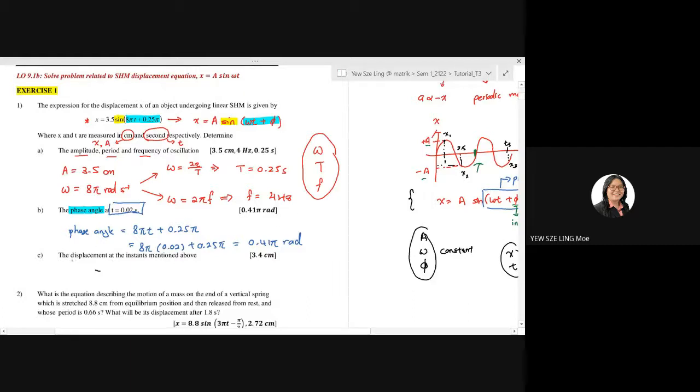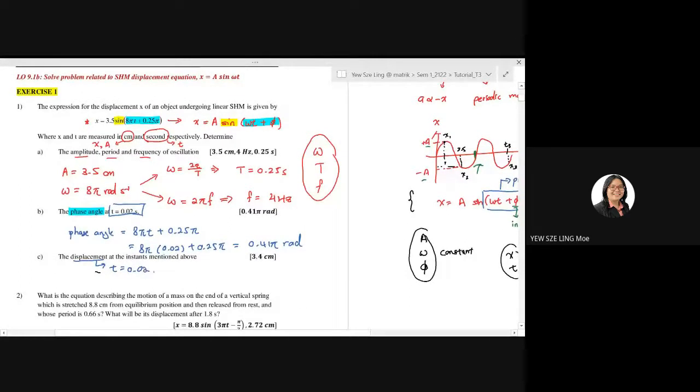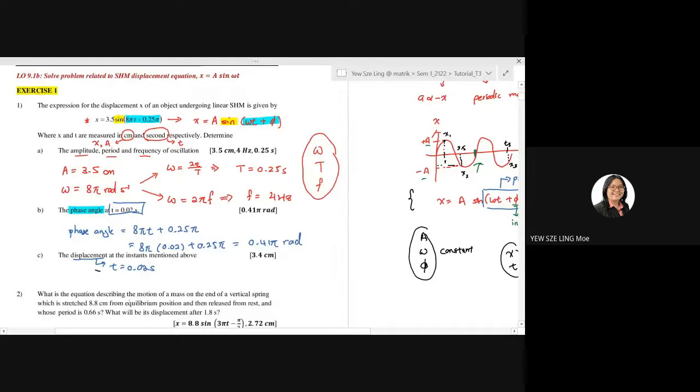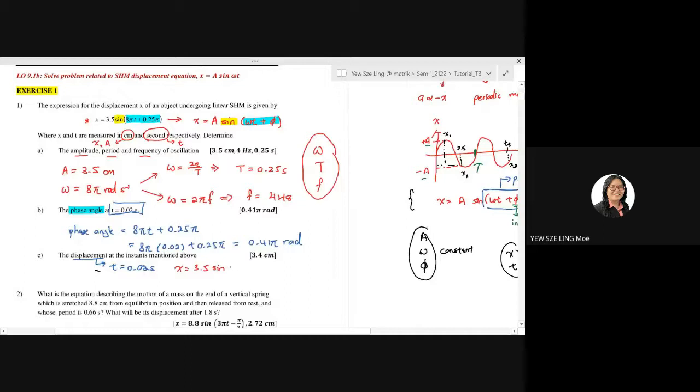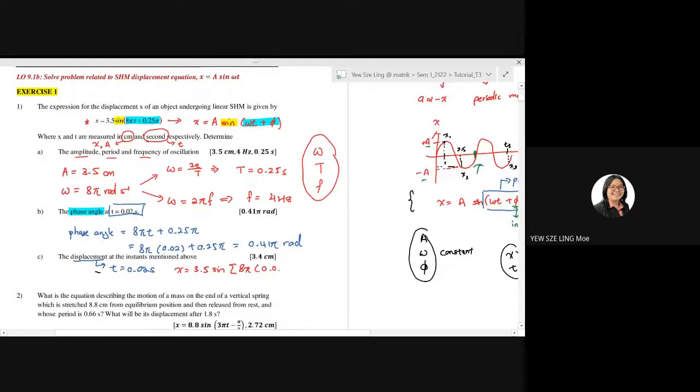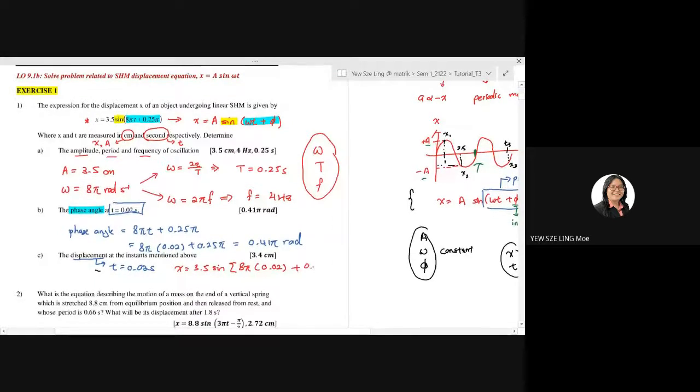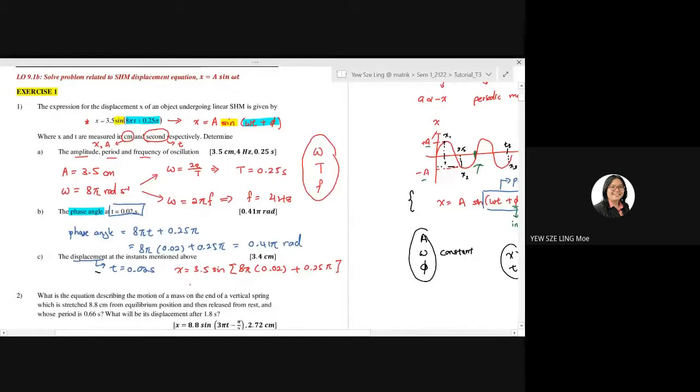Question C. The displacement at the instant mentioned above. Which means it is asking for displacement at t equal to 0.02 second. So what are you going to do? Well, you just plug in the value as usual. You have the equation already: x equals 3.5 sine (8 pi t plus 0.25 pi). Substitute t as 0.02, so 8 pi times 0.02 plus 0.25 pi. So it is equal to 3.4 cm.